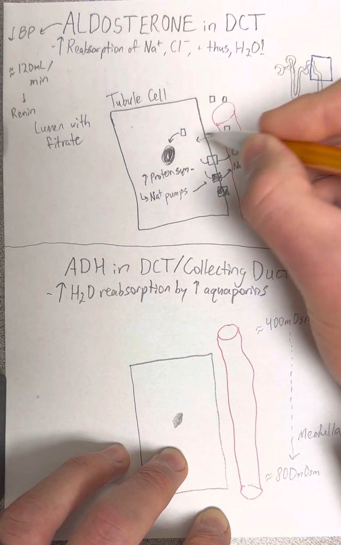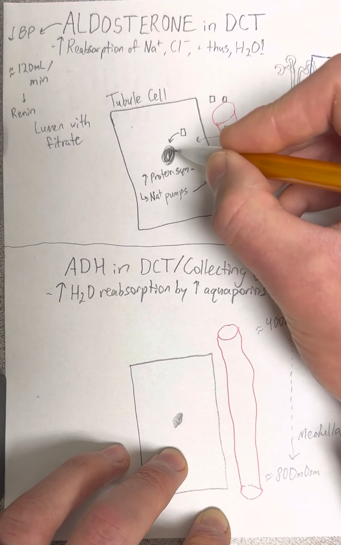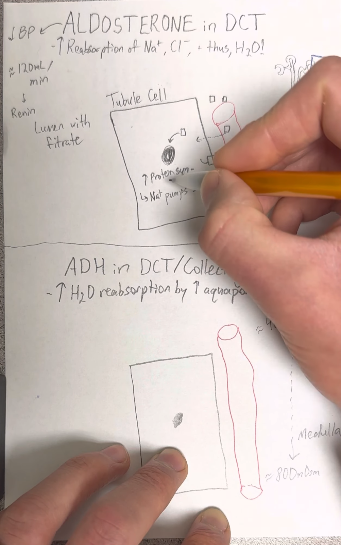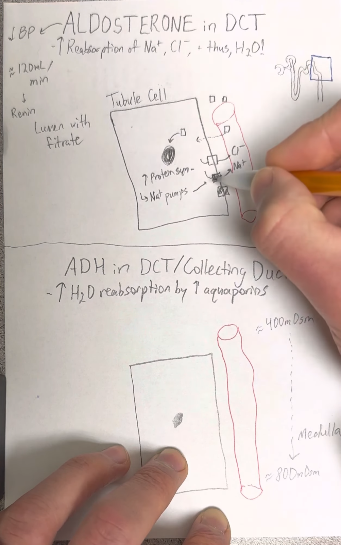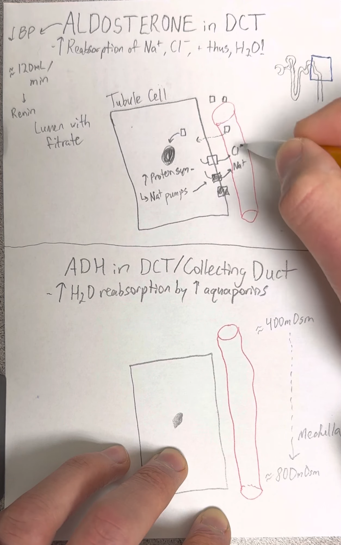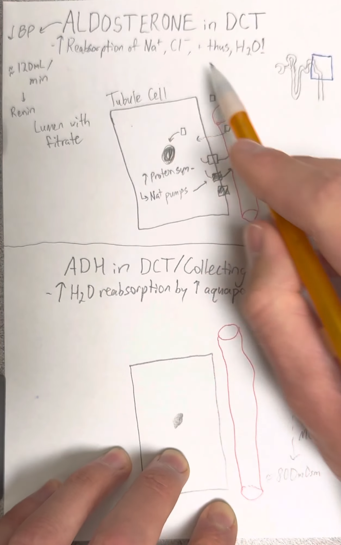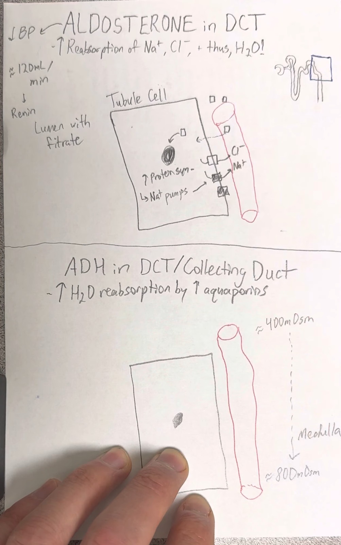So what aldosterone did, it increased protein synthesis by changing the DNA transcription and translation, increasing the protein synthesis, the protein being the sodium pumps, pumping sodium out, chlorine follows that, so we got salt reabsorbed, but I also said it helps increase the reabsorption of water as well. Now, how does it do that?